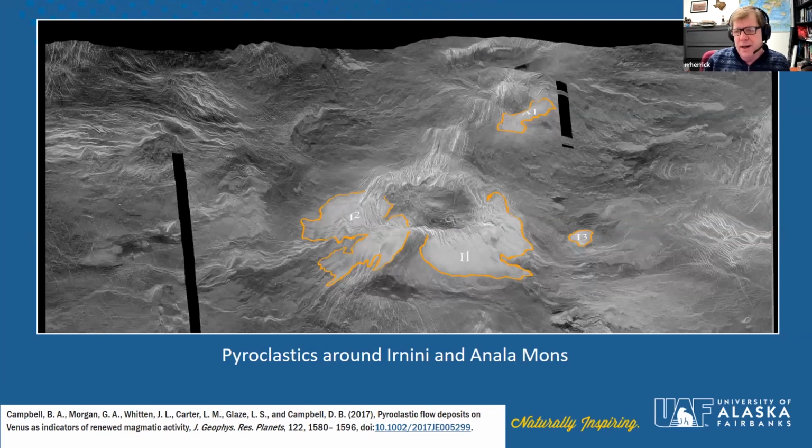All right, so another type of volcanic feature that is perhaps indicative of a volcano that erupts with unusually high volatile content is identifying pyroclastic flows on the surface. And there are just a few places where I think a pretty credible case has been made that you can see pyroclastic flows on the surface of Venus.